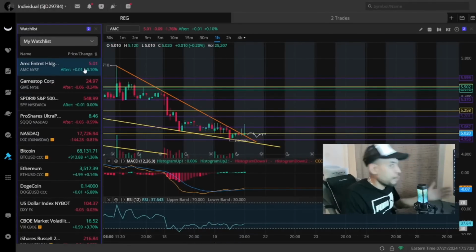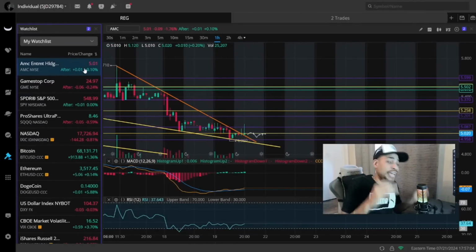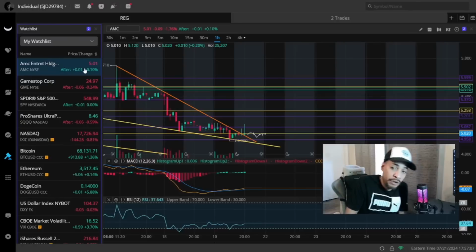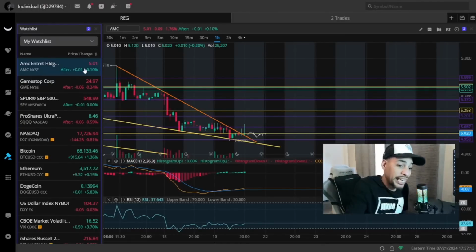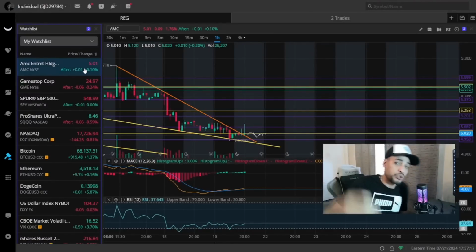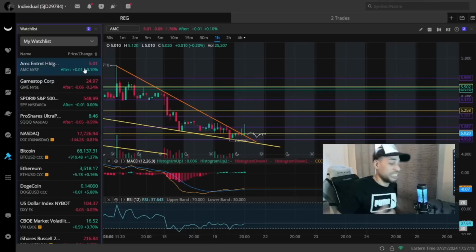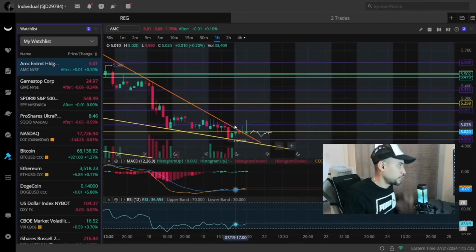AMC closing above $5.01, and you even had some brokers saying that it only closed at $5. It was key that we closed at $5.01. $5 call options being in the money, and of course a closing above max pain, allowing market makers to not get that maximum payout, which is a win for the apes. So this is what we're looking at for AMC.